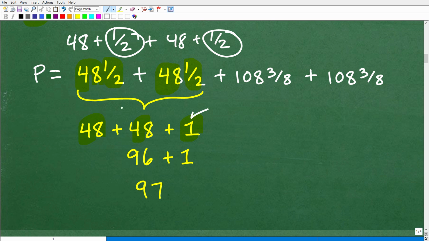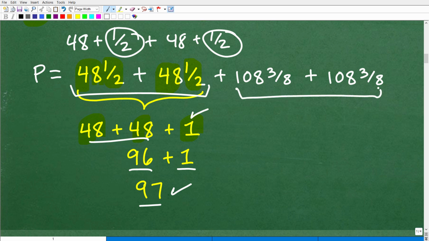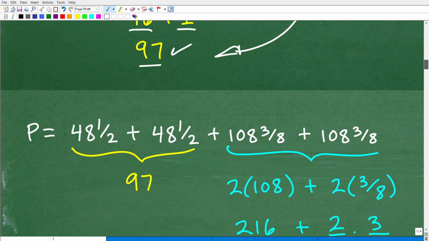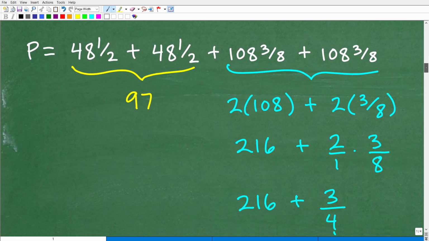That's a one in 48 and 48 is 96. So 96 plus 1 is 97, and we're already halfway there. Okay, so now let's go ahead and focus on this part of the problem. We'll add up the sum of 108 and 3/8 plus 108 and 3/8, and then once we get that answer, we'll add it to our 97, and we will be done. Let's go ahead and get into that part of the problem right now.